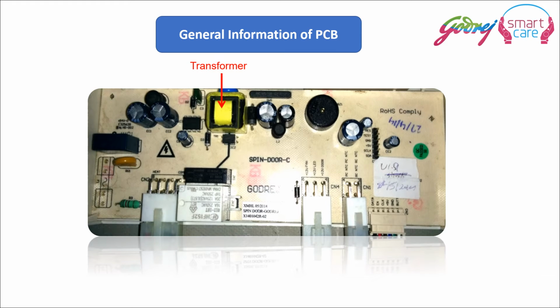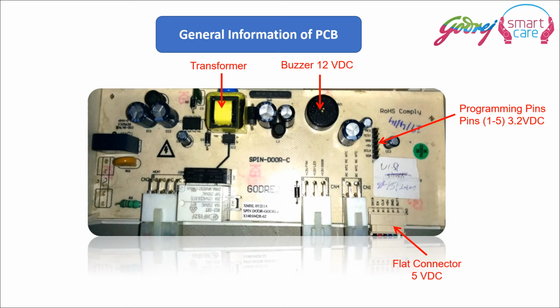So, the various components of the spin PCB. This is the transformer. This is the 12 volt DC buzzer. These are the programming pins of the PCB, which are not of any use to us; they are used only by the PCB programmer. And this is the 5 volt DC flat connector. Like I said, for the display they use 5 volt DC, and this is a flat 6-pin connector. And a 4-pin 5 volt DC connector, 2 pins each for the freezer sensor and the refrigerator sensor.